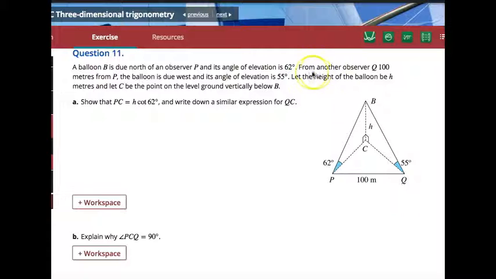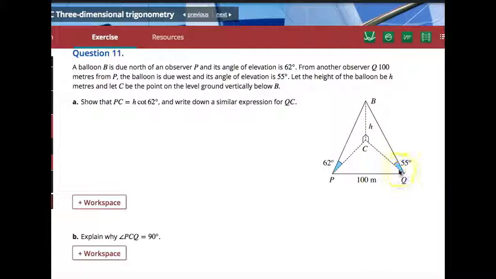Okay, now from another observer, so someone's standing there looking at the balloon up here, but someone's also standing at Q looking at the balloon here. So from another observer Q 100 meters from P. So there's P. 100 meters away is the person Q. The balloon is due west of that person. All right.